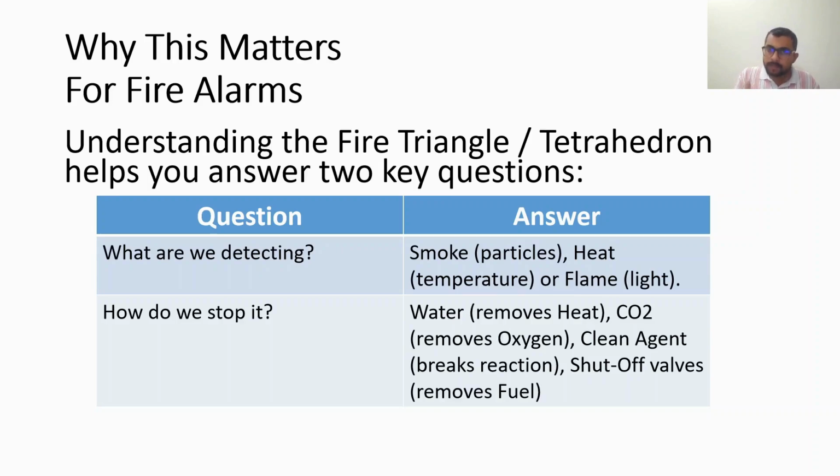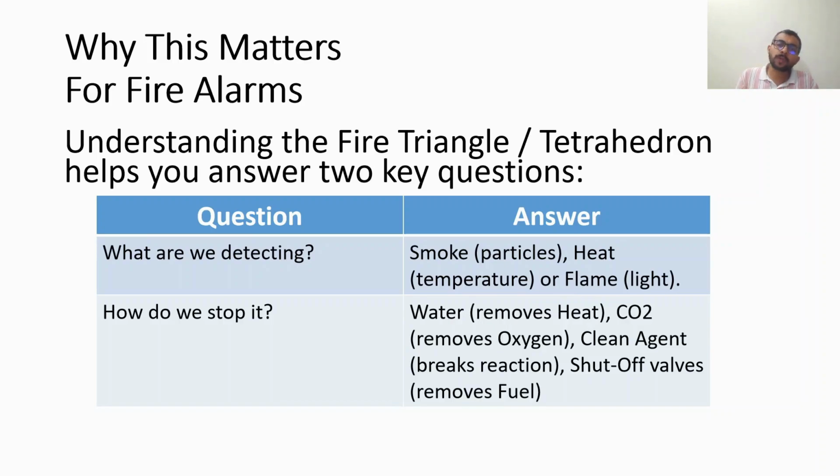To answer the first question, what are we detecting? As I said before, a fuel has several byproducts. So in order to detect a fire, we are actually detecting these byproducts. These byproducts are namely smoke, which are the particles, heat, temperature, or flame. For each byproduct, there's a separate set of detectors. We have the smoke detector, the heat detector, and the flame detector.